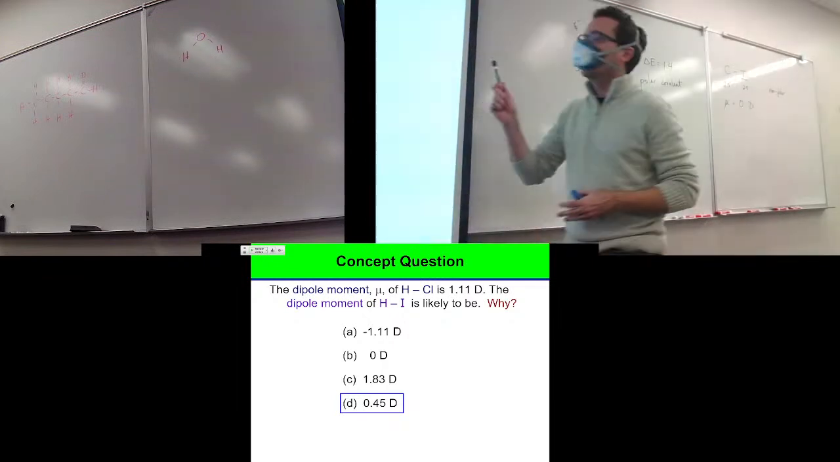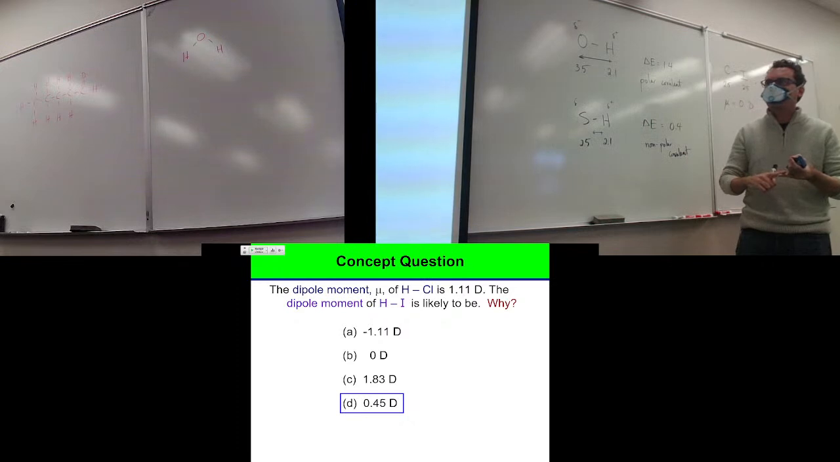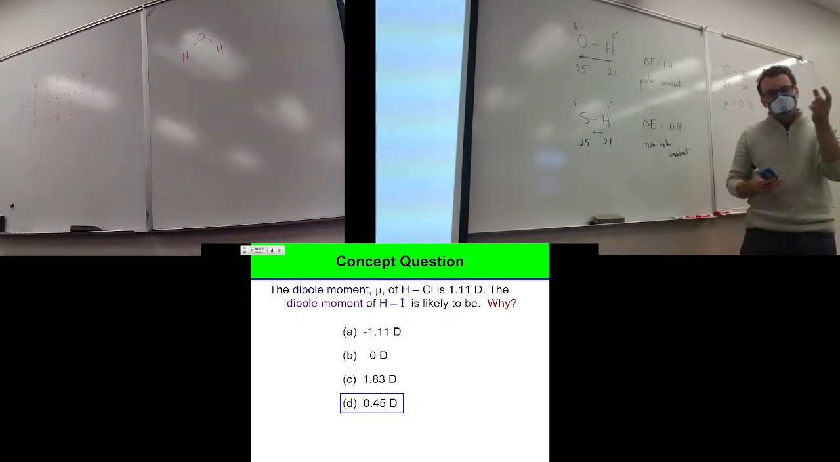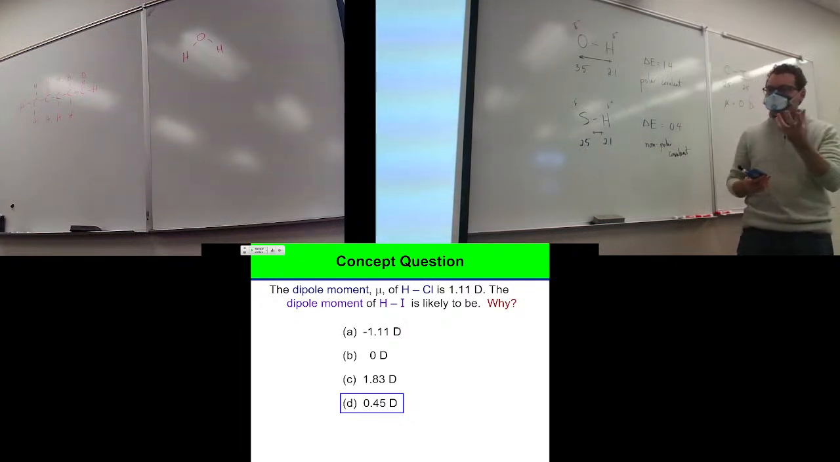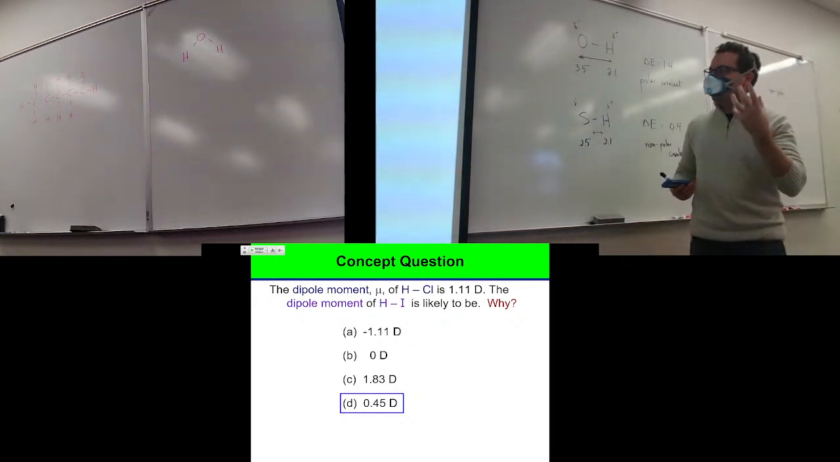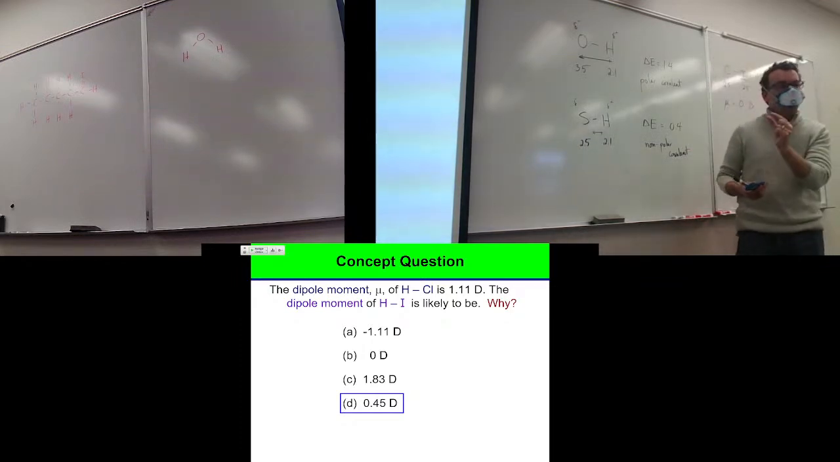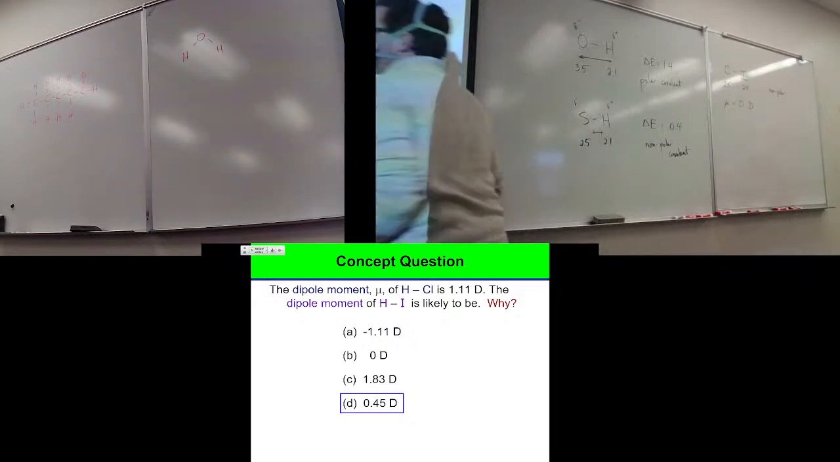It's not going to be 0. If you had a table in front of you, you can look up H and I. I is 2.5, H is 2.1. So that difference is what we would call nonpolar, formally. Practically, that's the word I'm looking for. Nonpolar practically, but there's still a difference. And so there's going to be a weak dipole moment, and that's why it's a small number like this.